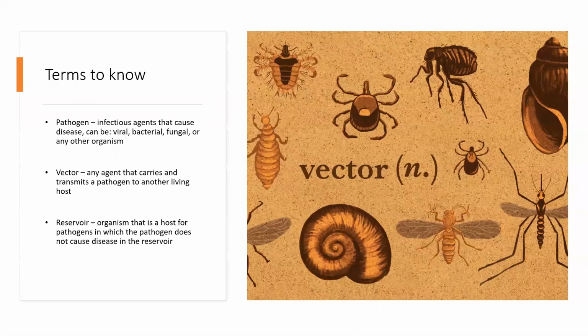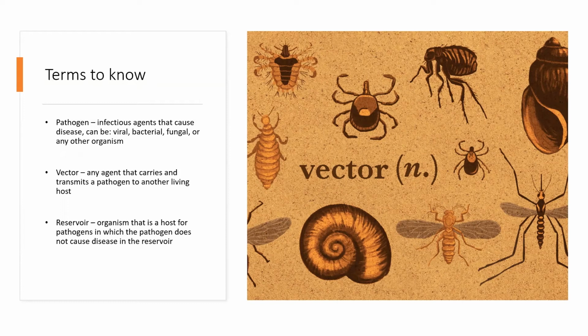So before we get started, we need to know what a pathogen is. It is an infectious agent that can cause disease, can be viral, bacterial, fungal, or any other organism like Plasmodium, which causes malaria, which we'll discuss in the next slide. A vector is any agent that carries and transmits a pathogen to another living host.